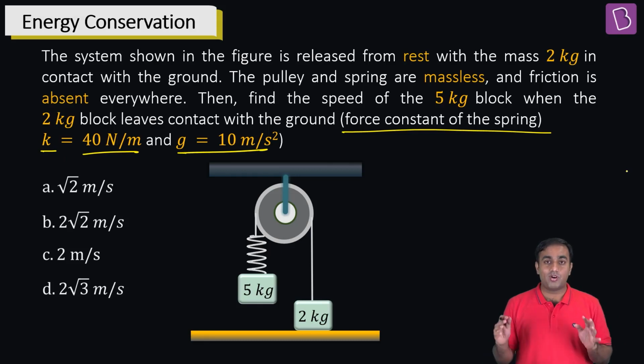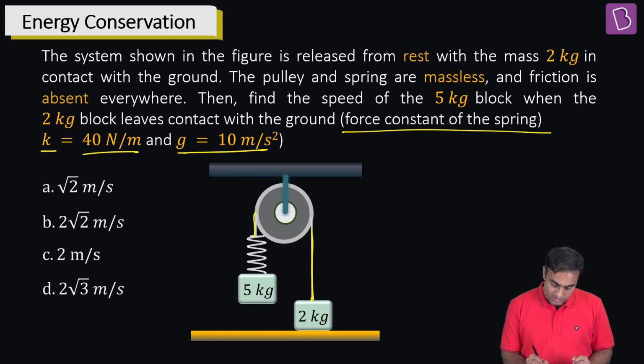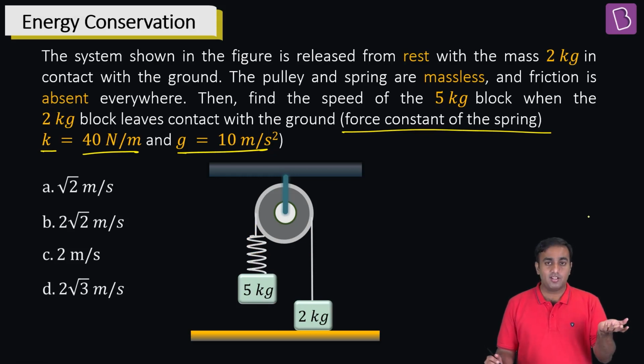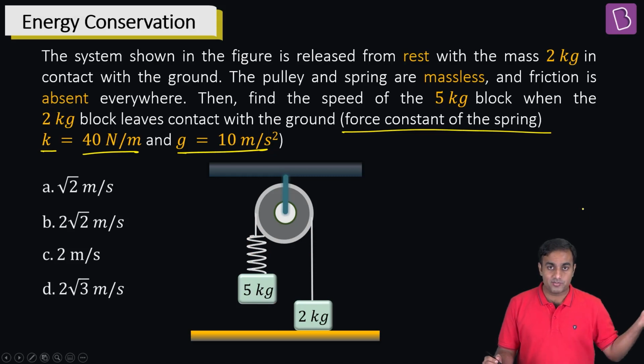Alright, what is happening here? There are two masses, 5 kg and 2 kg. There is a string connecting these two masses, but there is a spring in between as well. Initially, it is as though the 5 kg mass is held and released. The initial extension in the spring is 0.